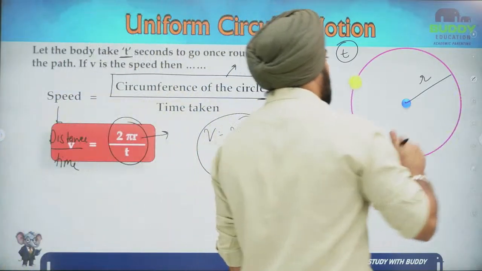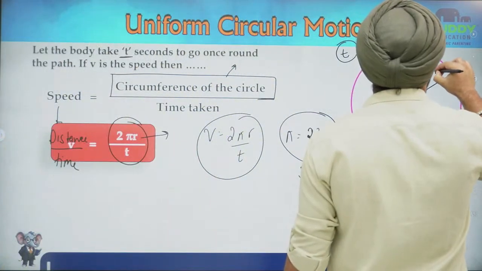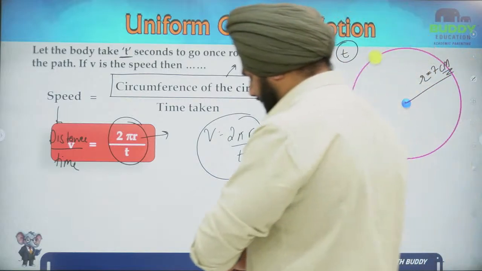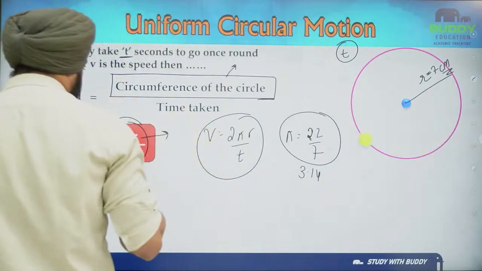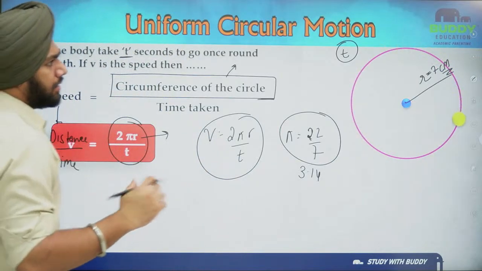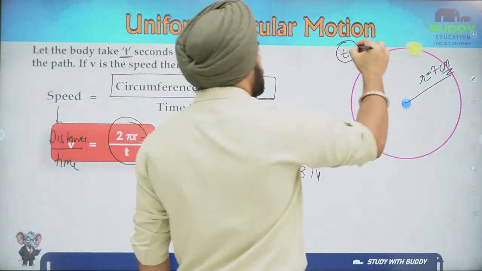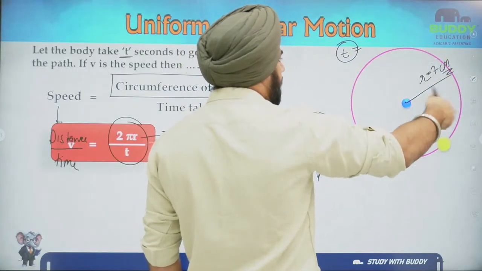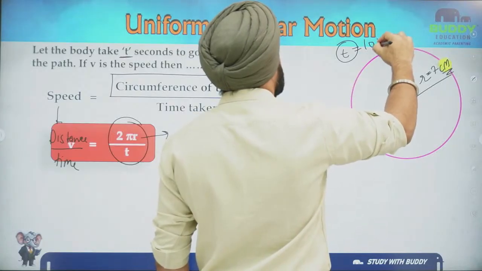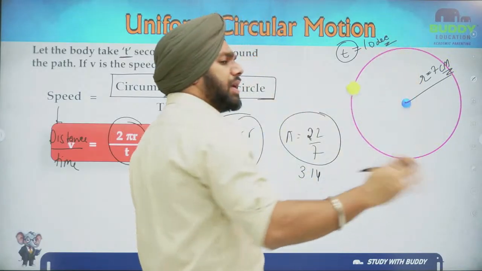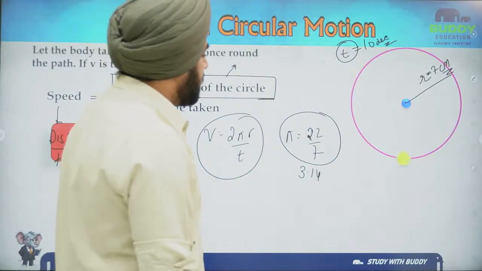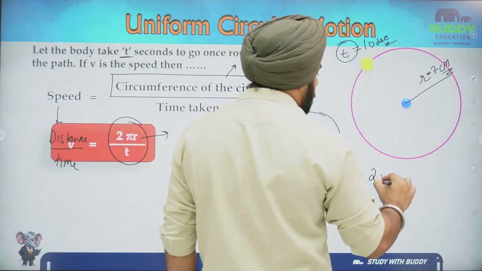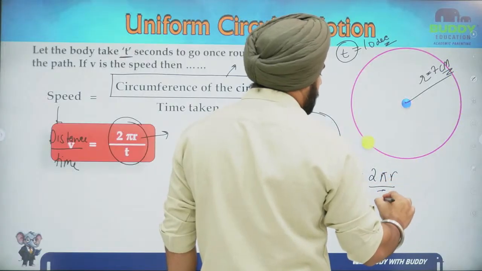Suppose we have radius r equal to, say, 7 centimeter. And say the time taken by the particle to complete one round is 10 seconds. If I ask you the speed, you can go with a very simple approach. Speed is equal to 2 pi r by t.